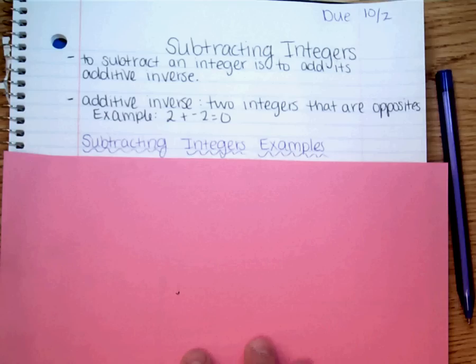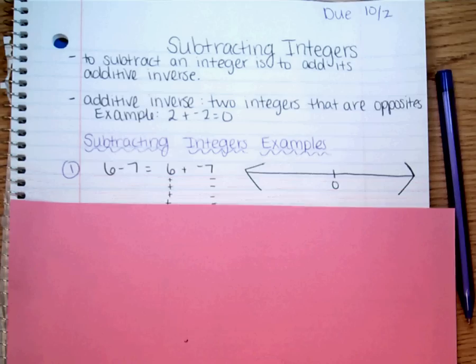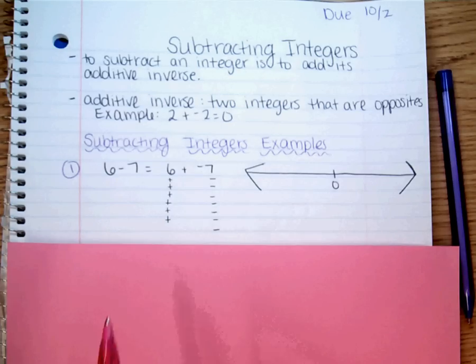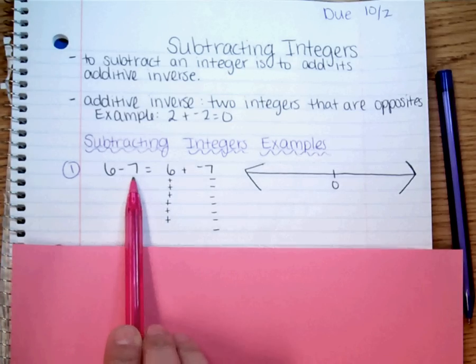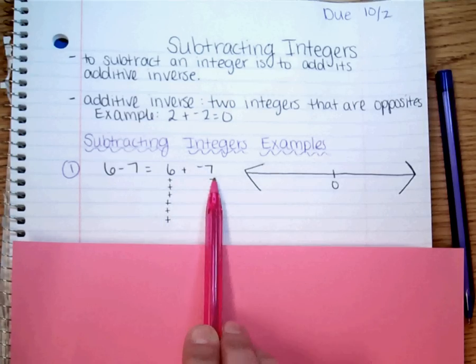Okay, the next part is subtracting integers examples. So go ahead and pause the video if you need to. The first one that we're going to do is number 1, which is 6 minus negative 7. That's the same as adding its additive inverse. The additive inverse of negative 7 is 7. So I'm adding its additive inverse.